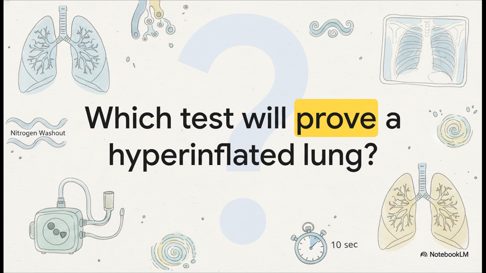So, as you head out into your clinical rotations and pull up your very next patient's X-ray, ask yourself, which of these chemical detectives are you going to use? Are you going to use the closed-circuit helium dilution, or maybe the open-circuit nitrogen washout to prove they're hyperinflated? Or maybe the 10-second DLCO breath hold to see if those alveolar membranes are still intact? By mastering these tests, you aren't just guessing anymore. You are proving exactly what is happening deep inside their lungs. Keep that curiosity fired up, and I'll see you in the next explainer.